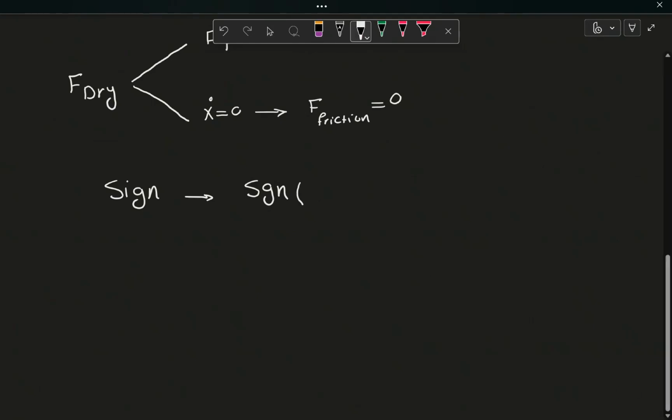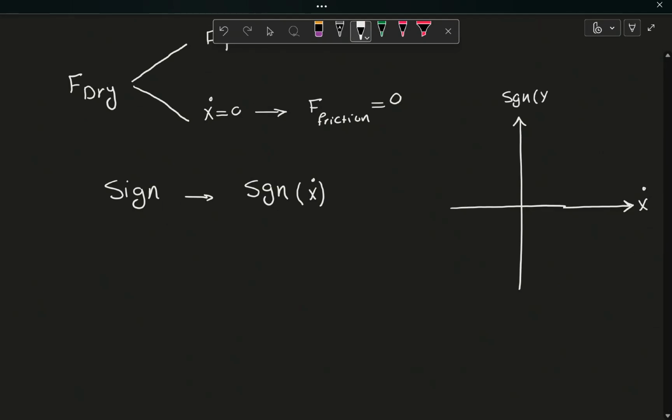Imagine that the argument of this sign function is x dot, which is your velocity. This argument can be anything. So I'm gonna plot the sign function here, x dot, and this is the output, or let's say SGN of x dot. Okay. The sign function is an important function.